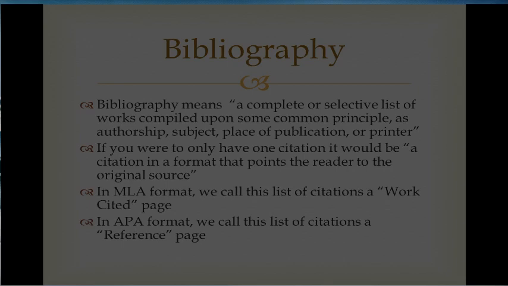If you were to only have one citation on it, it would be a citation in a format that points the reader to the original source. In MLA format, we call this list of citations a works cited page. In APA format, we call it a reference page, but it is the same thing. It's a bibliography list. So a bibliography list, it sounds terrible, but it's very simple. It's just a list of where to get the sources from.